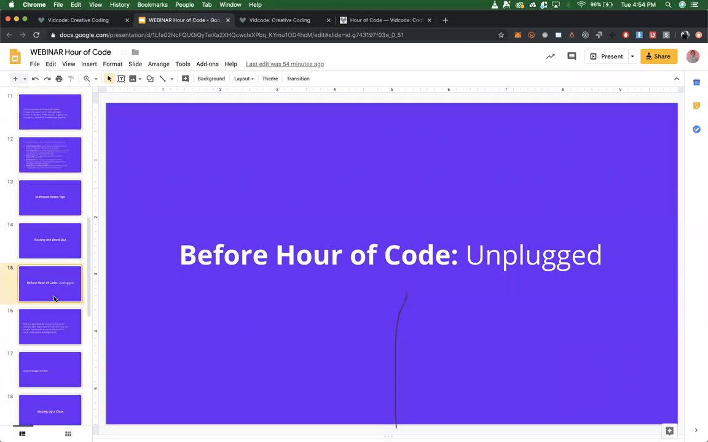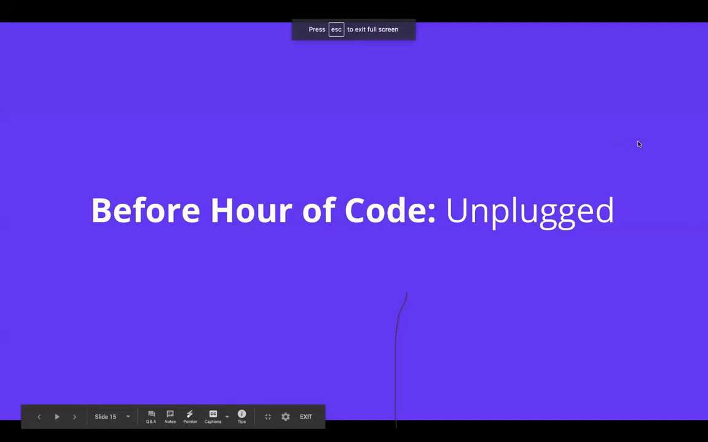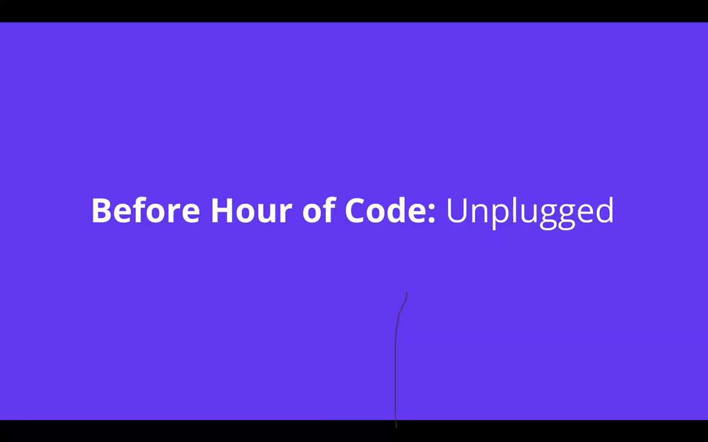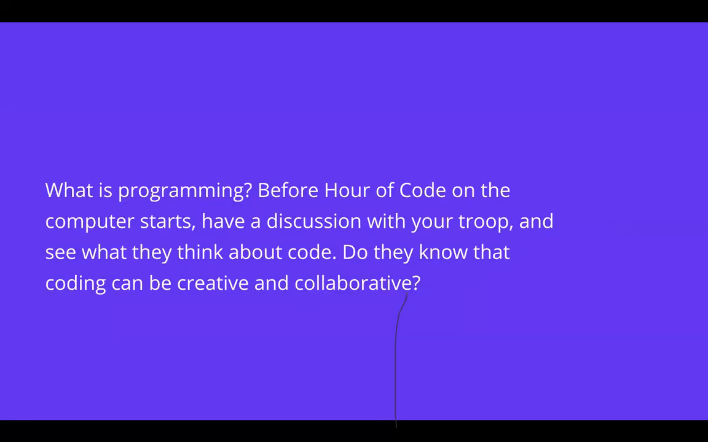So then the other thing that can be good to prepare for Hour of Code are just the unplugged activities, especially with younger students. But unplugged activities are a great way to sort of get students thinking about programming and code before they ever sit down in front of a computer.